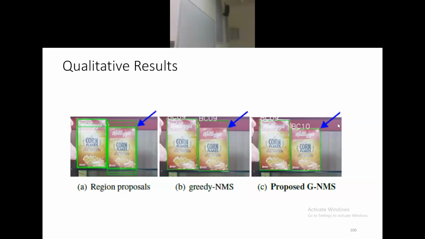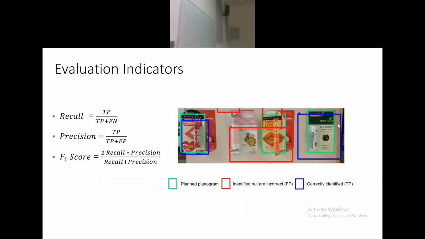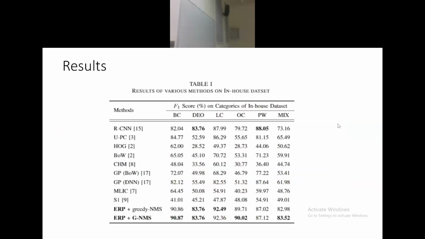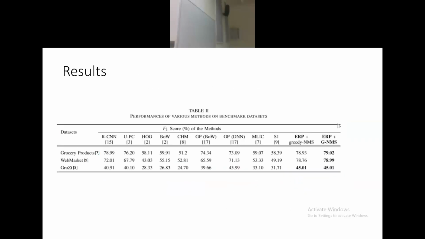These are some examples of the proposals: the greedy approach, and this is our proposal approach. We calculated the standard metrics, and these are different comparisons. These are on benchmark data sets, so these are publicly available. Most of the data sets that I was showing earlier are not publicly available, but these are publicly available.